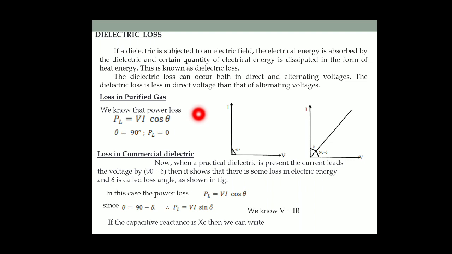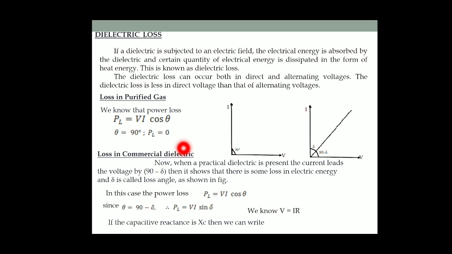If an AC voltage is applied across a capacitor having vacuum or purified gas, then the angle difference between the resulting current and the voltage is 90 degrees. That is, the current leads the applied voltage by 90 degrees. Therefore, power loss PL is equal to VI cos theta. Theta becomes 90, therefore power loss is equal to 0. So there is no loss when we use purified gas.